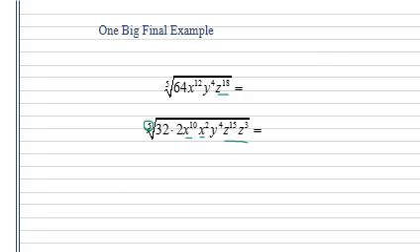So here 32 is 2 to the power 5, so 2 goes out. x to the power 10 will go out as x to the power 2. z to the power 15 will go out as z to the power 3, and the remaining inside is 2 x squared y to the power 4 z to the power of 3.